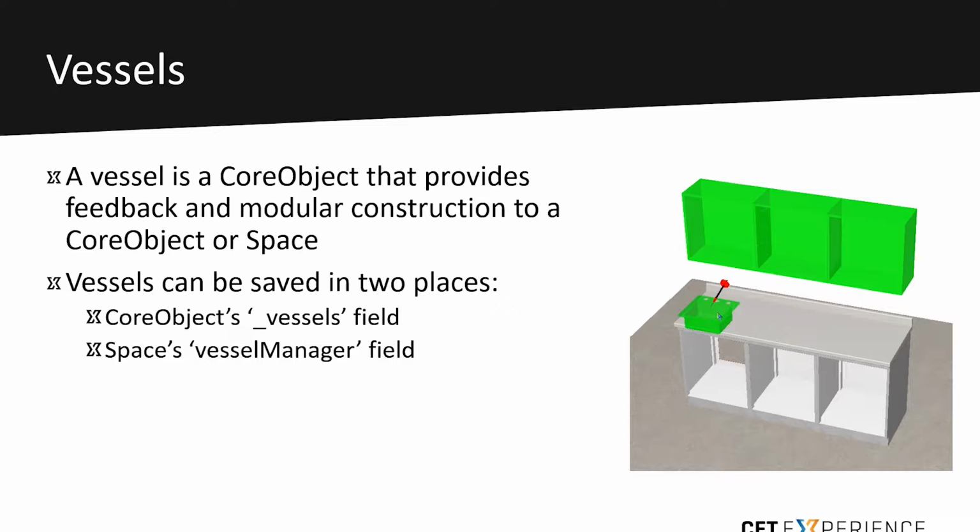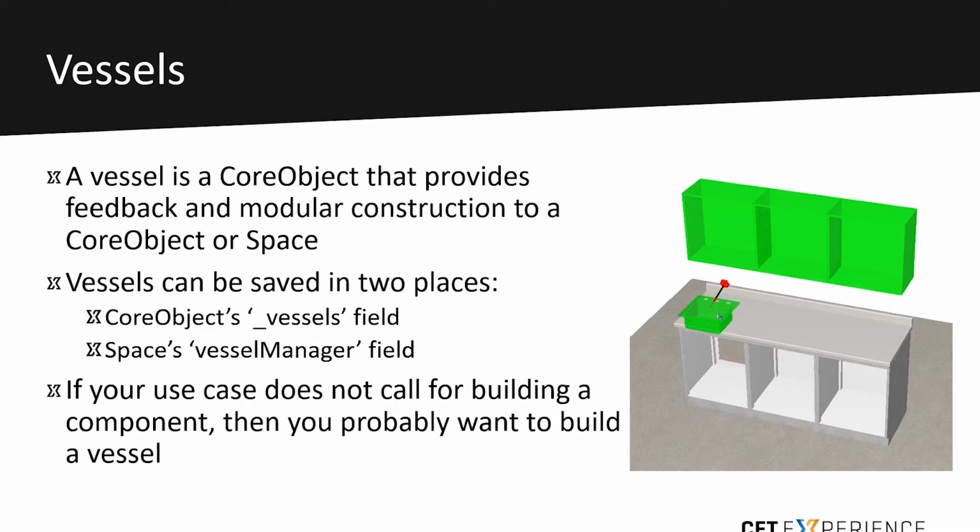If you add a vessel to a core object, core objects actually have a vessels field that lives on the core object, and that's where they get stored. They don't necessarily get stored in prop data, just like the components are. But you can also place vessels in space if you want. Space has a field called Vessel Manager that you access, and you throw the vessel into there, and then the Vessel Manager and Space itself handles putting in graphics or whatever you want from there. So those are the 2 places that you can store vessels.